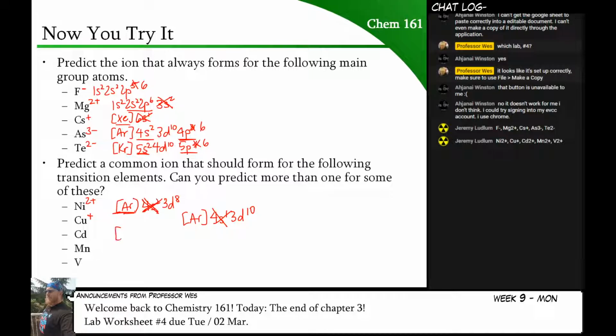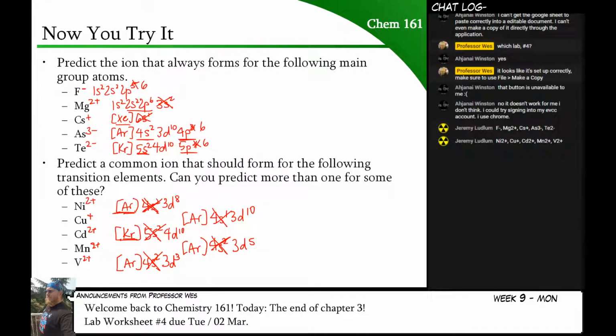Same for cadmium. Cadmium is krypton, 5s2, 4d10. We'll just get rid of those. There we go. And we could do this for all of them, really. Manganese is argon, 4s2, 3d5. We'll get rid of these. There you go. And then vanadium, same thing. Goodbye. Goodbye. There you go.